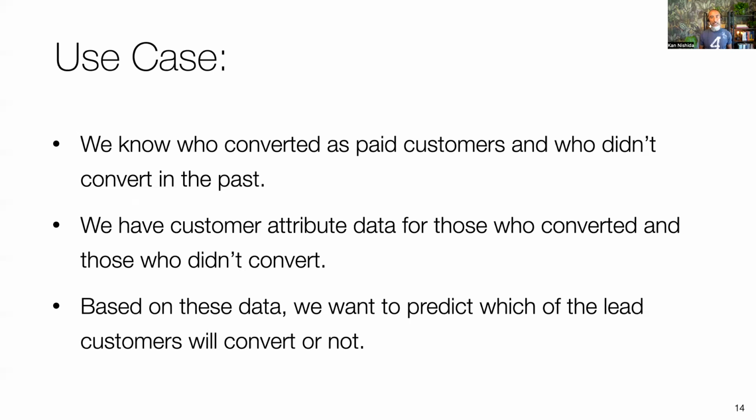And then we know who converted as paid customers and also who didn't convert in the past, right? So we have 100 customer data, 1,000 customer data, whatever that would be. And then we have customer attribute data that can be age, how many times this customer used this particular feature in a trial period, or what type of regions or the web browser type they're using. So those are the customer attribute data. And then based on these attribute data, can we predict which customer is more likely to convert? In this case, for lead customers that haven't converted to paid customers, which lead customer is more likely to convert or not, right? So that type of thing is a very common use case.